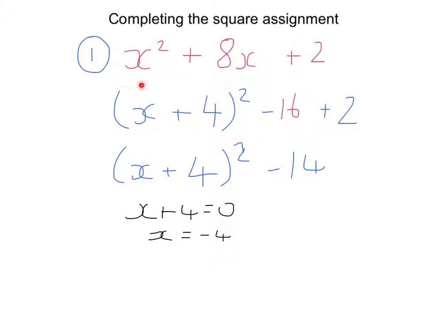I know it's a minimum because it's x squared, it's positive. That tells me its graph is going to go like that. So that tells me that my minimum point is that x equals minus 4 and y is whatever is left. So y is this value here, the minus 14.